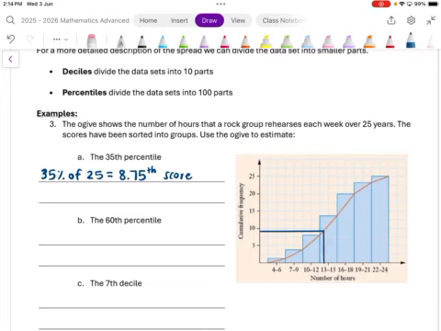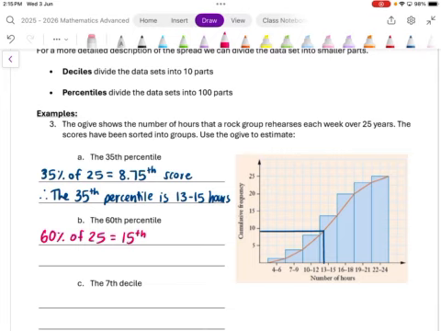Therefore the 35th percentile is in the class of 13 to 15 hours. Then we have our 60th percentile. We need to find 60% of 25, which gives us the 15th score that we are looking for.